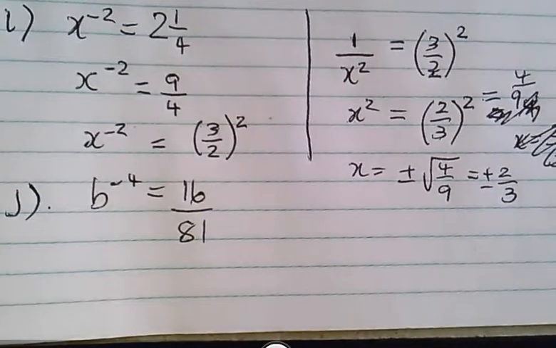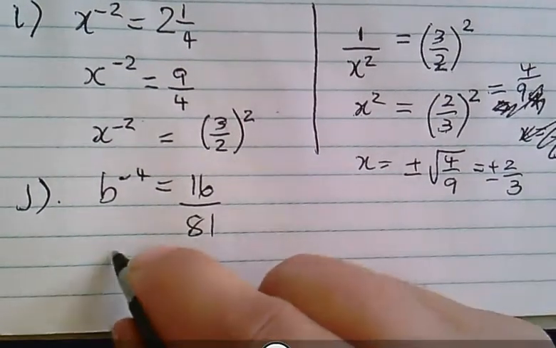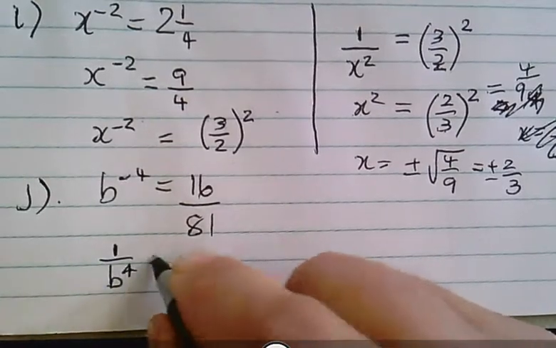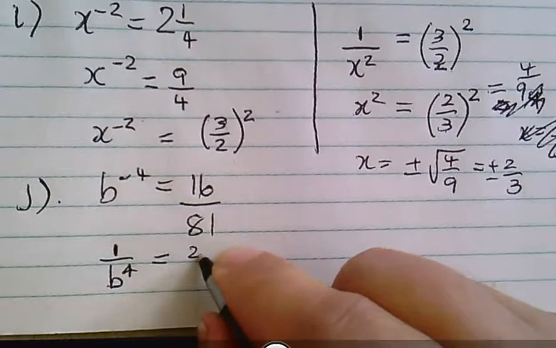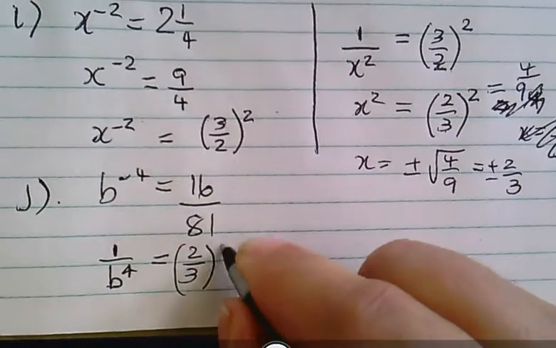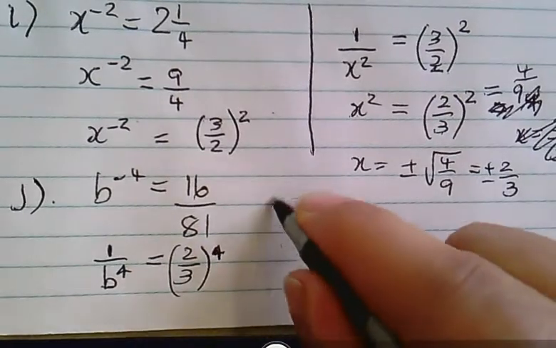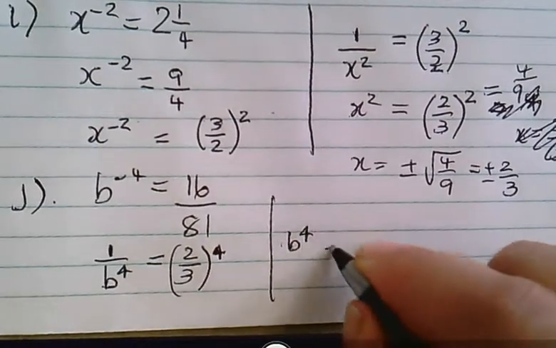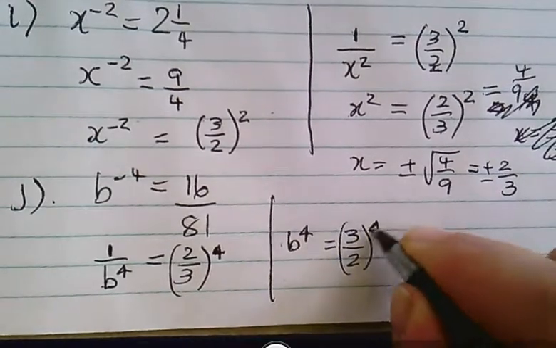Okay, the next one. So I'm going to write that as 1 over b to the power of 4 is, they can be written as powers of 4, I think it's the same, 2 over 3 to the power of 4. So what are we going to do? Flip both sides. b to the power of 4 is 3 over 2 to the power of 4.